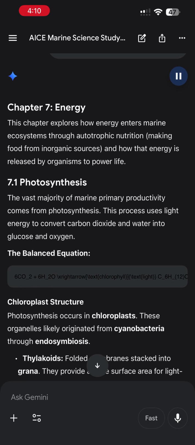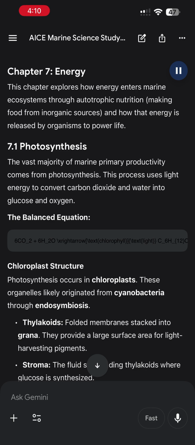Chapter 7. Energy. This chapter explores how energy enters marine ecosystems through autotrophic nutrition, making food from inorganic sources, and how that energy is released by organisms to power life. 7.1 Photosynthesis. The vast majority of marine primary productivity comes from photosynthesis. This process uses light energy to convert carbon dioxide and water into glucose and oxygen.